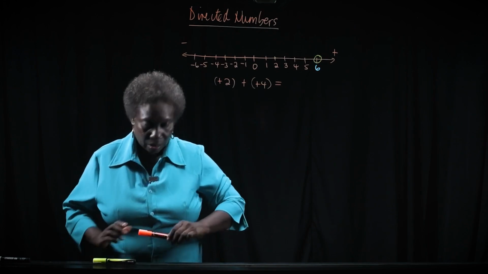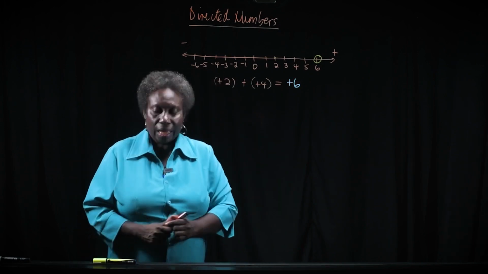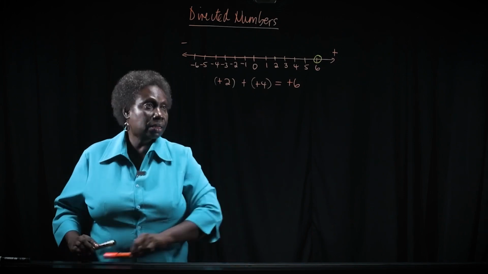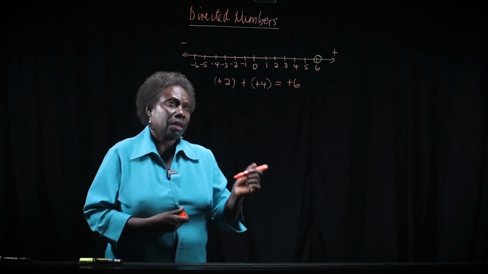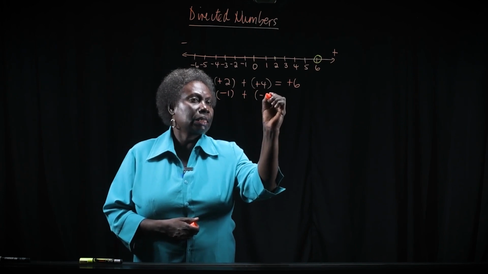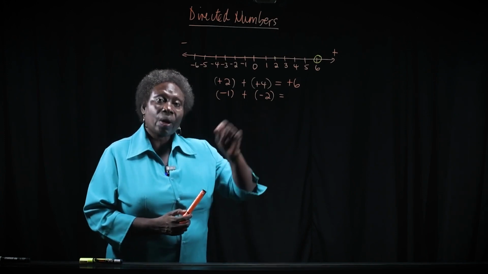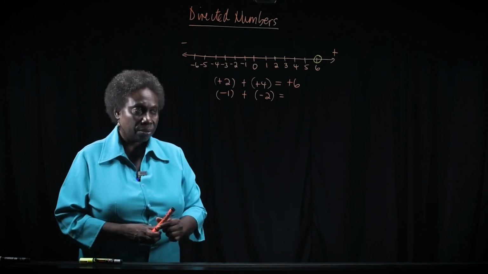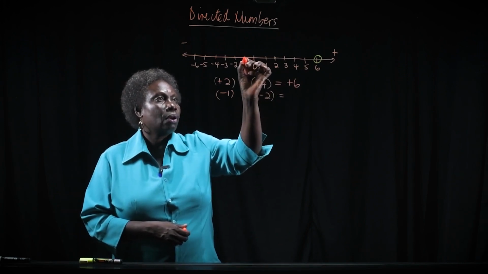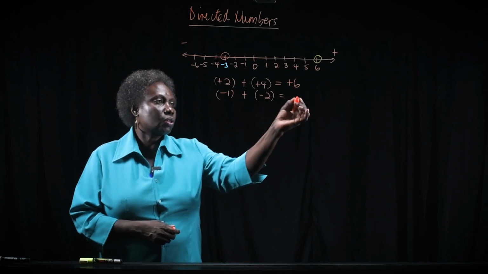Now, if I am to add directed numbers, let's say I have -1 plus -2. I am adding a negative number, so I am going to move to the left. So I start from -1 and I move 2 places to the left. 1, 2. I stop at -3, so my answer is -3.